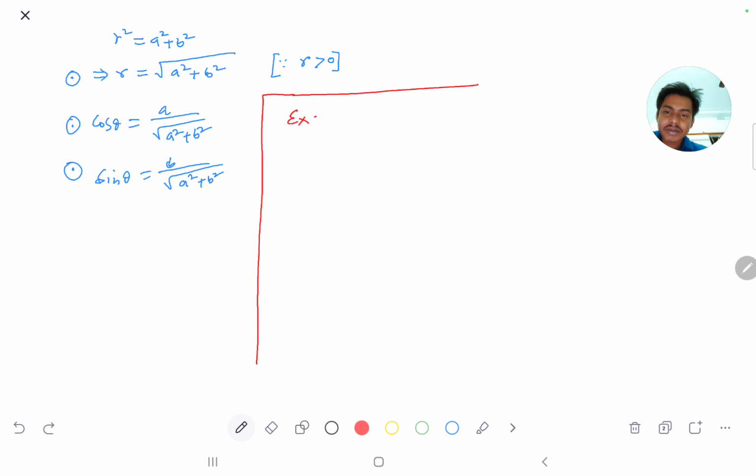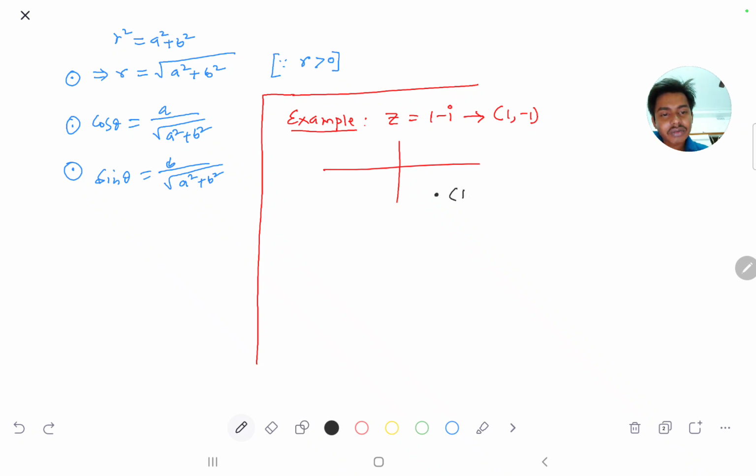Example: you have the complex number z equal to 1 minus i. You can identify this with the point (1, -1) in the xy plane, where you have the point 1 unit along the positive x-axis and downward 1 unit. So this point has coordinates 1 comma negative 1. This is x and this is y, and here is the origin.